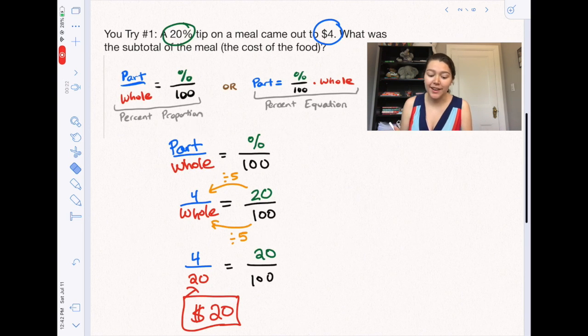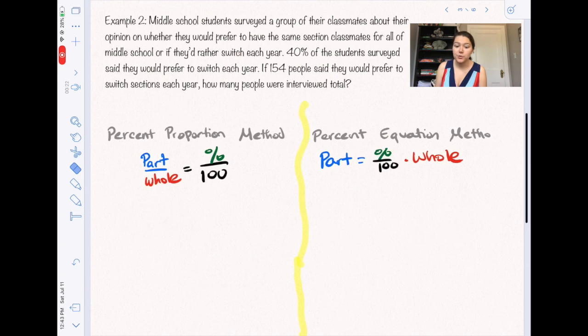Then we're going to have to add a $4 tip, so that would come out to $24, and then at a restaurant there would probably be tax too. But that's going to be just the cost of the food. Now, like usual, let's see an example where the numbers aren't as nice. So we have example 2.